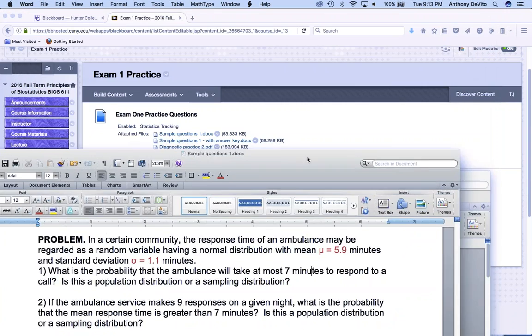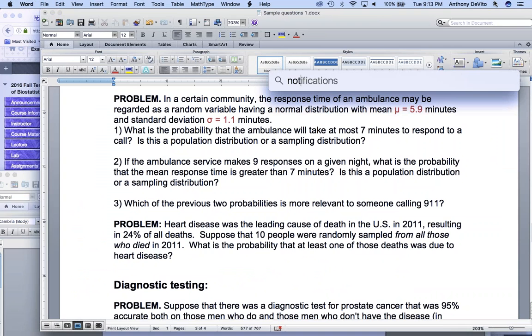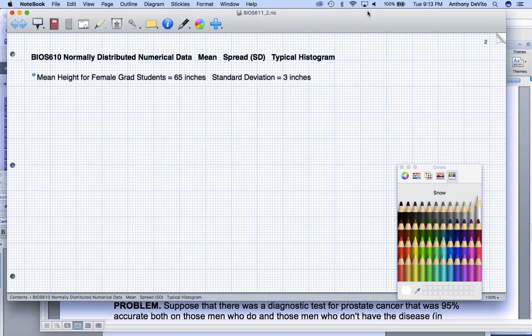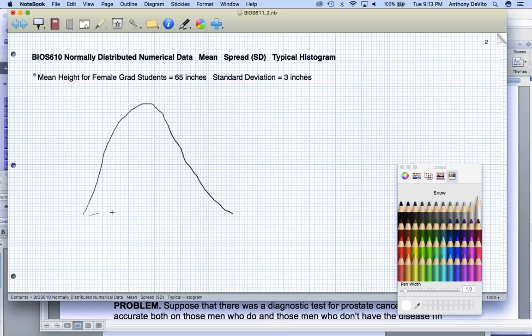Well, I'm going to sketch this out. Get my notebook up. Okay, so you can ignore the comments up there at the top. I'm going to sketch this out. So we're hoping that this distribution is approximately normal. If I draw a normal distribution here, the mean response time was, I think we said, 5.9 minutes.